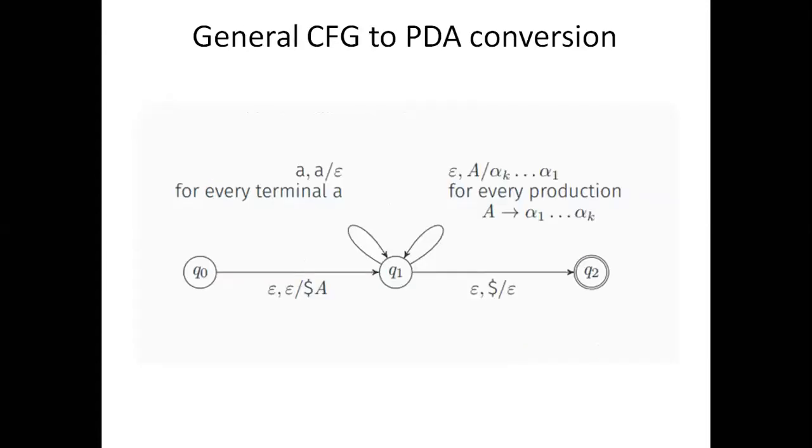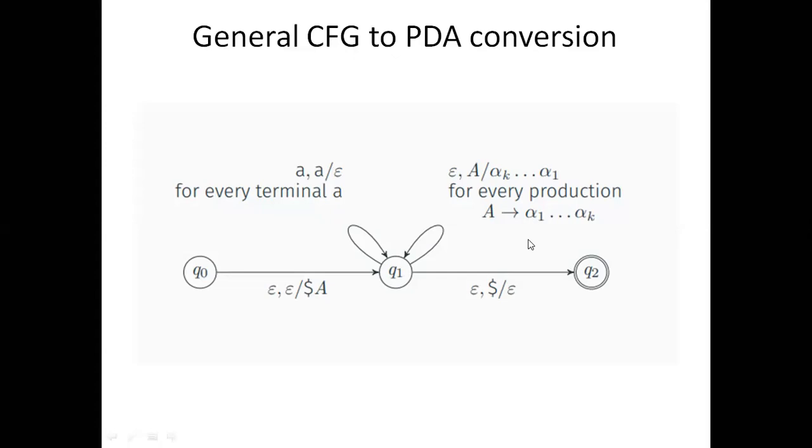Here, for every terminal in your context-free grammar, so your grammar is definitely going to have some terminals, we add one transition of this form. This transition says that if a is on the input and a is on the stack top, then the epsilon shows a pop operation on the stack. So for every terminal in the CFG, we add this transition in our PDA.